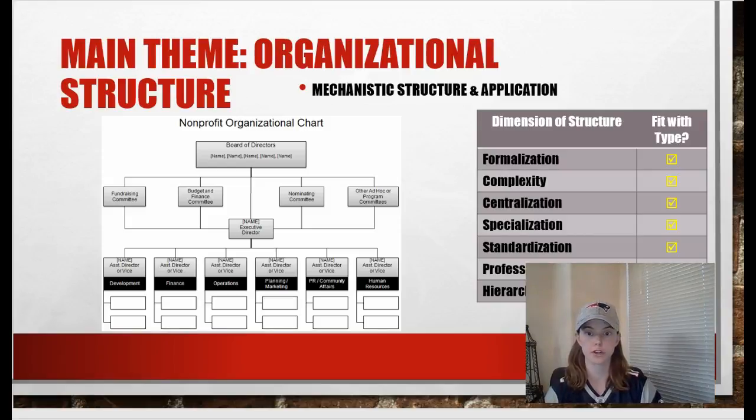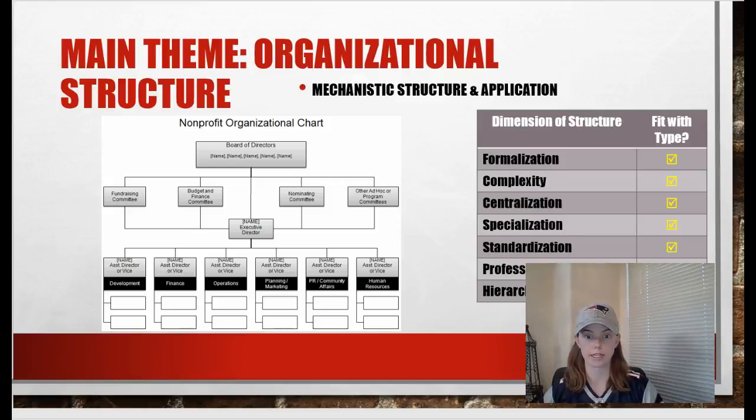So the first structural form that was presented in the book was mechanistic structure. And we can really think of the mechanistic structure as coming out of that Weberian ideal type bureaucracy. Tasks are centralized, there's a clear hierarchy of authority that's in place, and communication flows vertically from the top, which issues a directive, down through the bottom where those programs are implemented on the ground level.